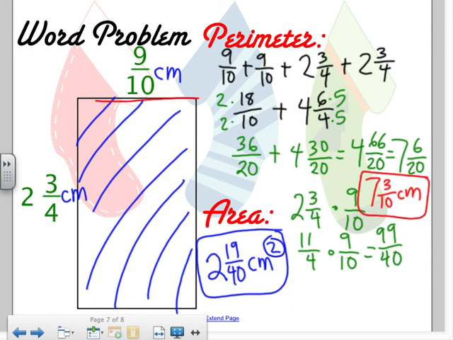And remember, perimeter is how far it is around the outside of it. So the perimeter is the red part, the area is the blue part.